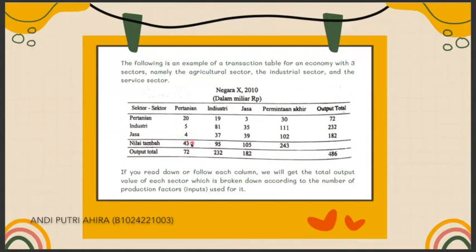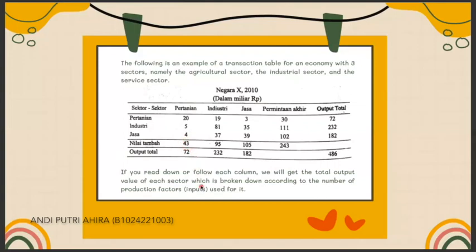So you might ask, how do we get the 43 as the added value? To get the added value, we have to compute all the sectors, and then after that, subtract it from the total output, which is 72. So 20 plus 5 plus 4 minus 72 is 43. So that's how we get the added value of 43.